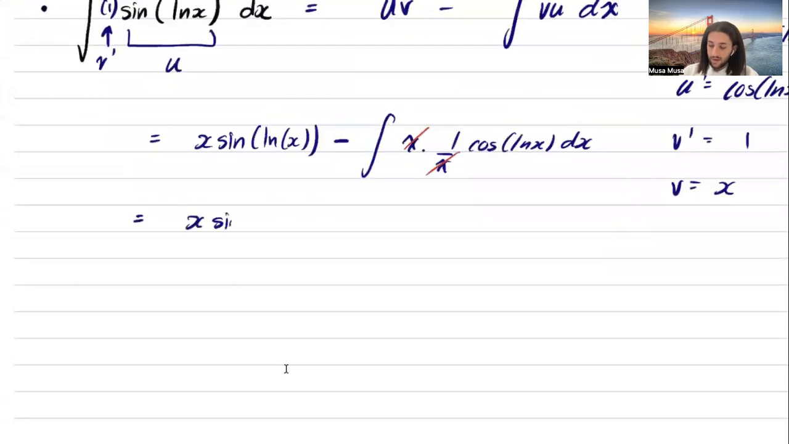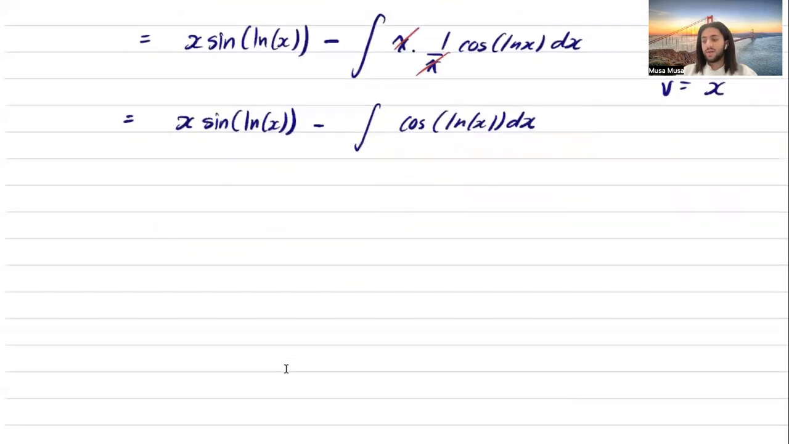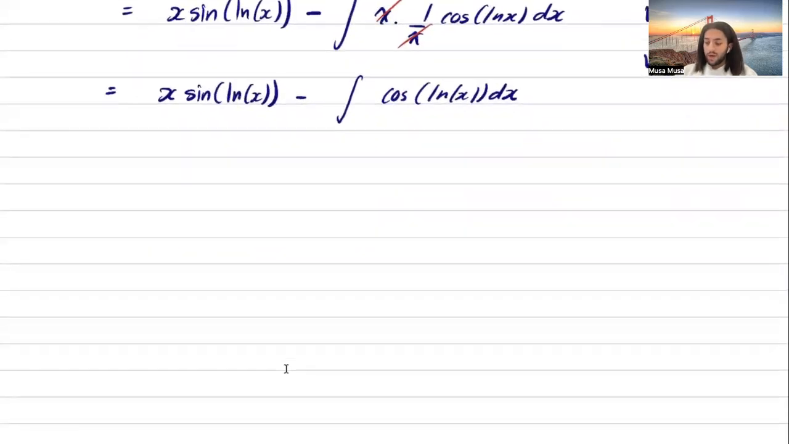Let me get back to this. x sine ln x minus, and then you get the integral of cos of ln x dx. What do I do here? It seems like I'm stuck. How about I do integration by parts again? So I'll put a 1 there as well, and I'll make that my v dash, and I'll make this thing here my u.